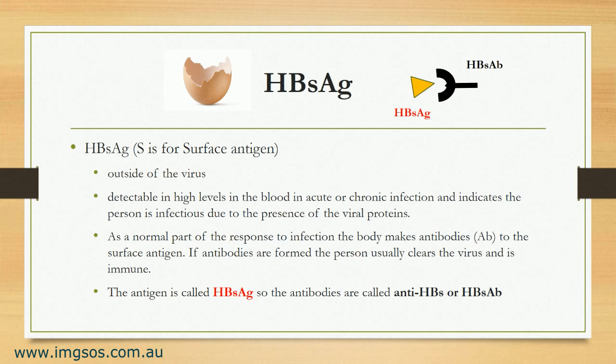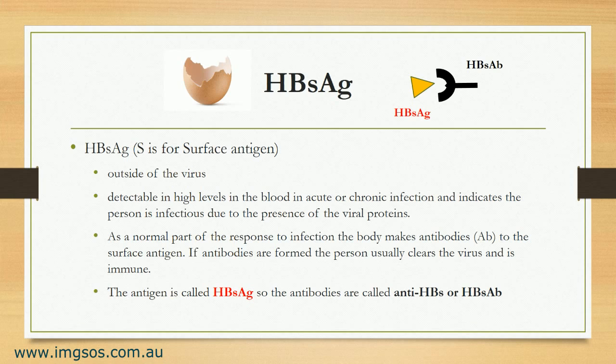The surface antigens, as I showed you, are studded on the outside of the virus, and they're detected in high levels in the blood in acute infection, also in chronic infection. It indicates the person is infectious due to the presence of these viral proteins.